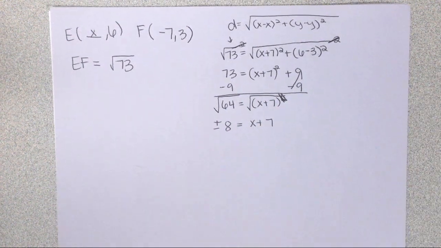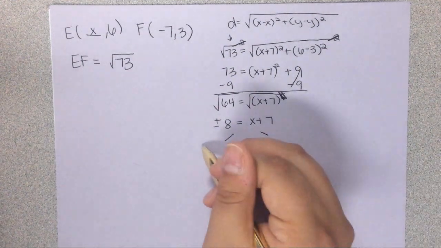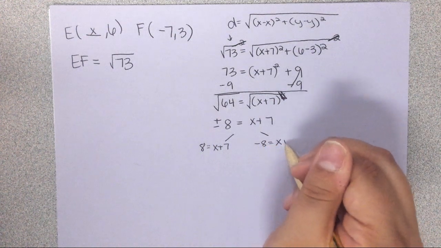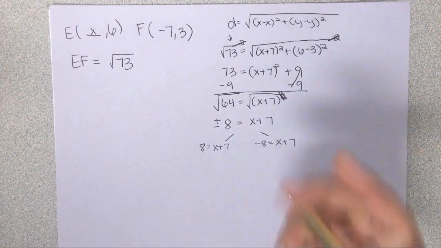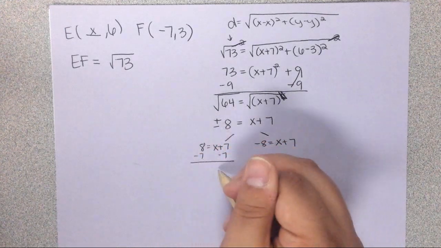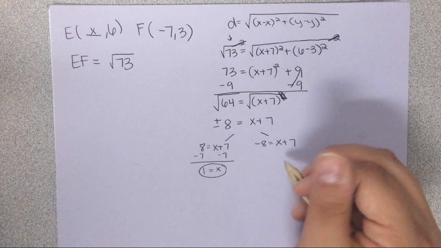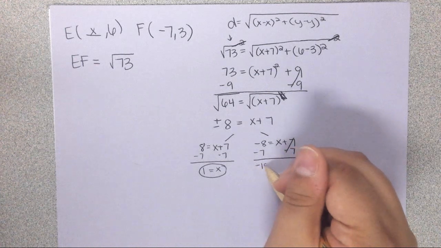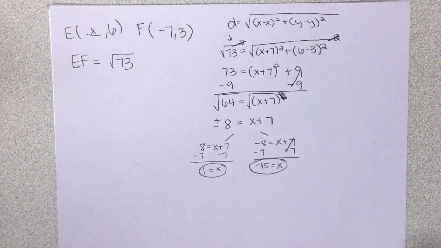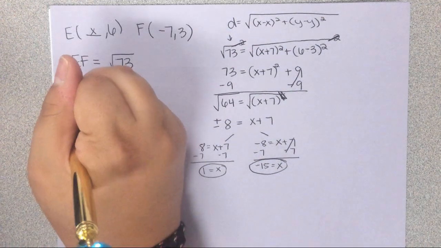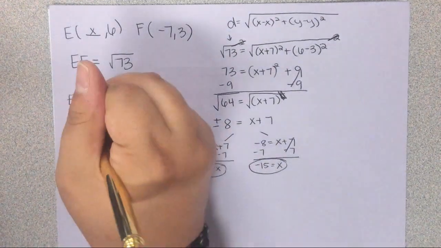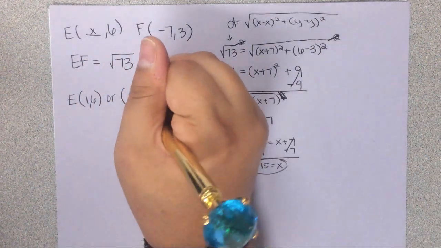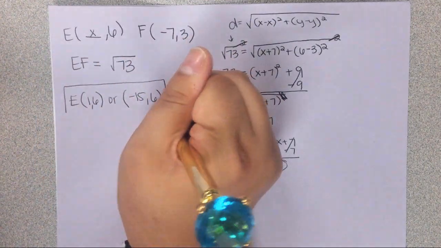And so how do I find the answer here? Split it up. I'm going to subtract 7. What's 8 minus 7? I'm going to subtract 7. What's negative 8 minus 7? What does that mean? Point E is either (1, 6) or it could be (-15, 6). That would be my answer.